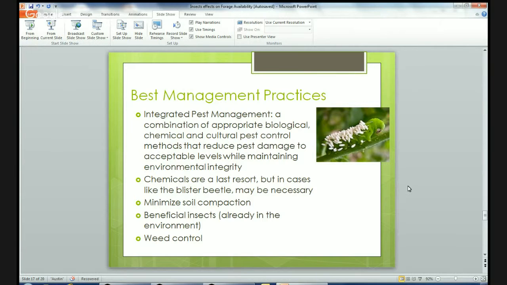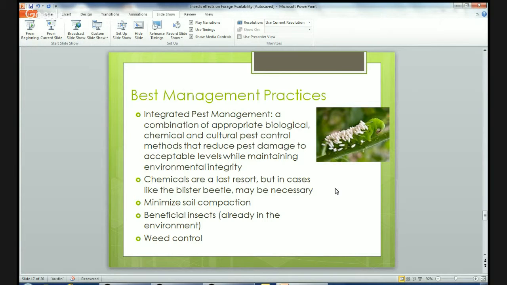All right. Chemicals are great as a last resort. There are sometimes you need to have chemicals. If I had blister beetles, I would probably be in a lot of trouble because I don't even know. That kind of freaked me out.